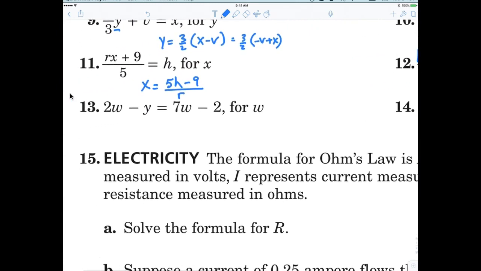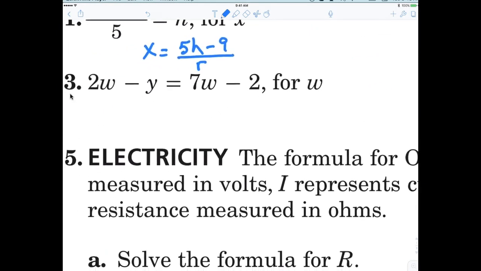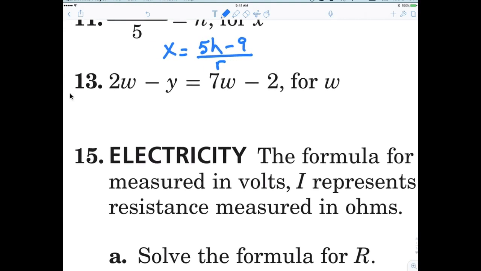All right, 13. Uh-oh. Now we have a little bit of a problem here on 13. What do you think the problem is? I want Maggie to try to tell me. Oh, because you have 7W and 2W. So what do you think I have to do? Combine them, right? So this has to come over with this. So it's this, guys. Look at this. Negative y equals 5w minus 2.